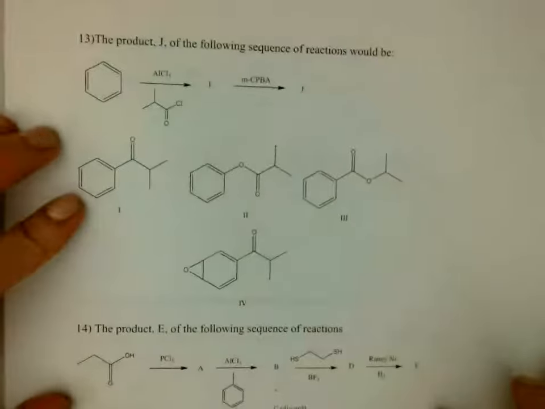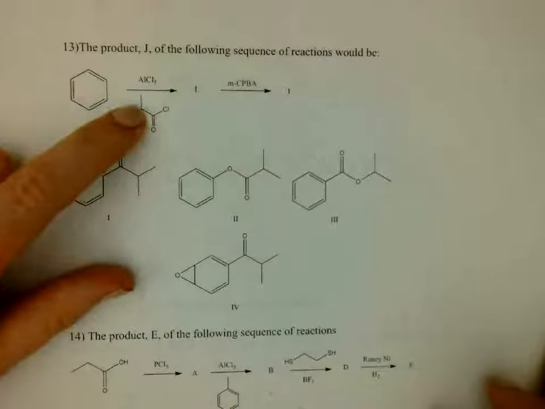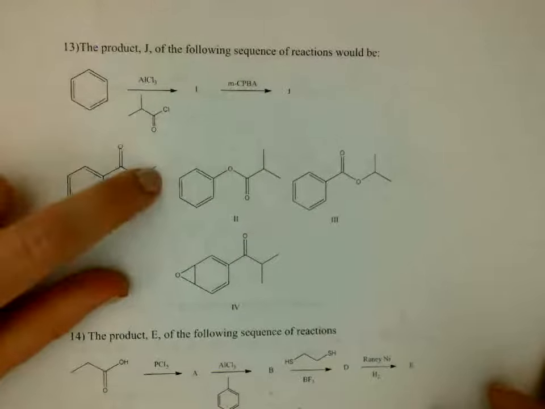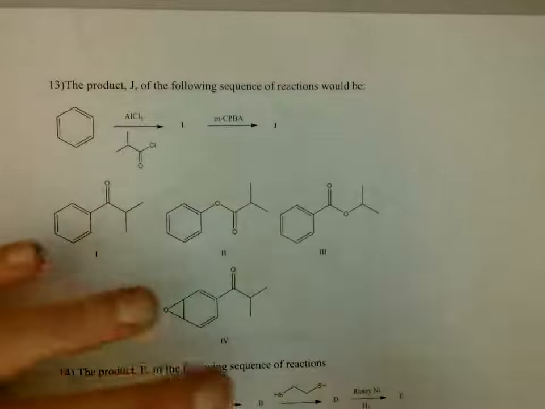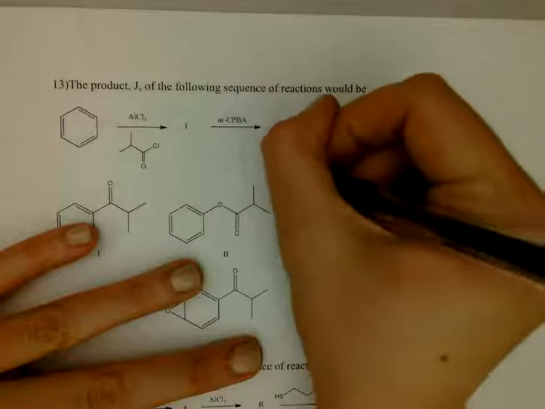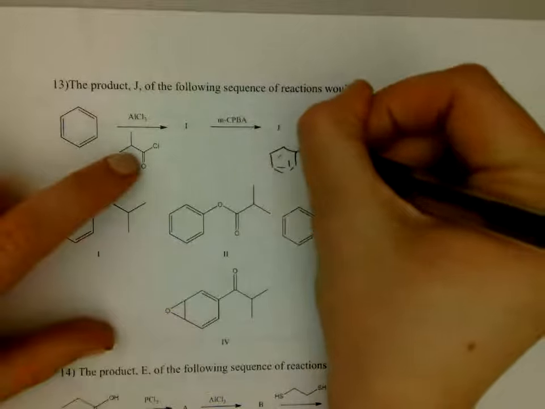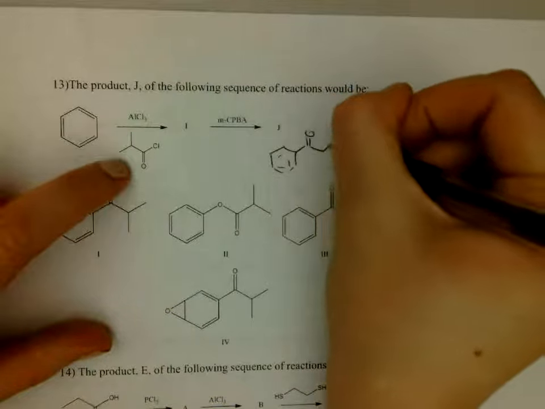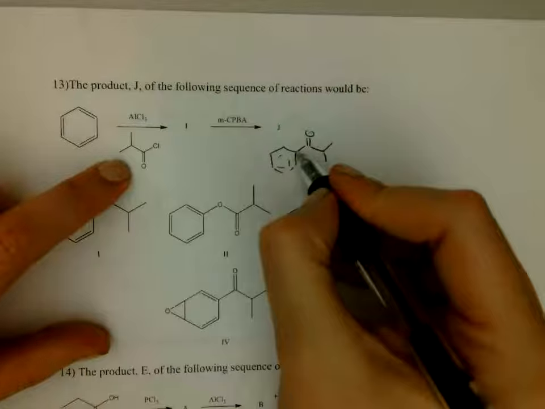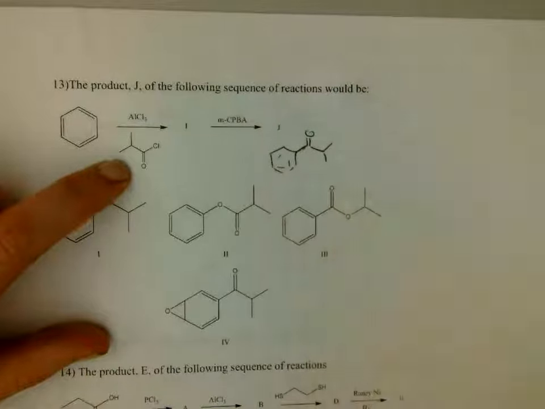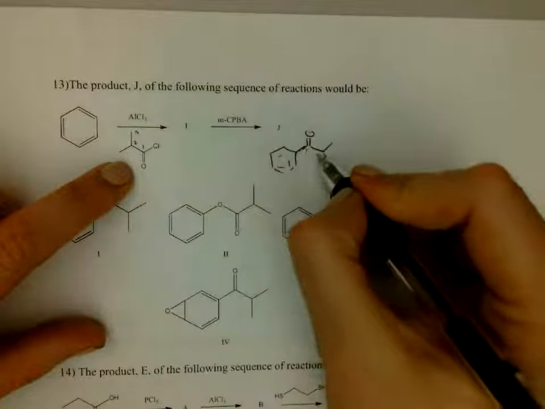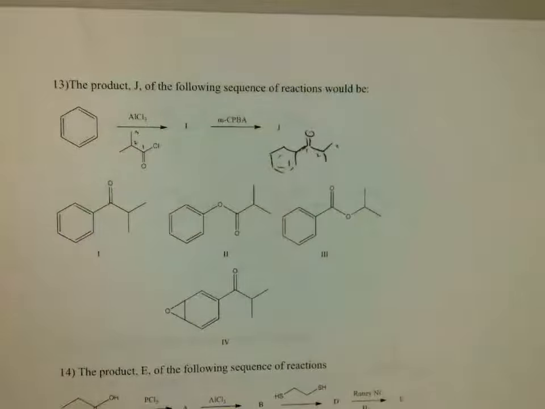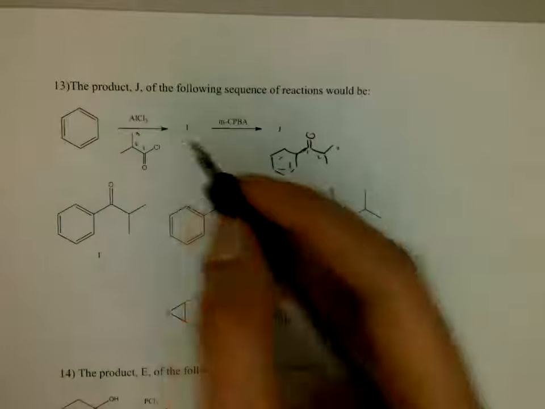13 is a review of the last chapter. So AlCl3 with a benzene ring and an acyl chloride. That should say ding, ding, ding, ding, ding, Friedel-Crafts acylation. So I'm going to flip this upside down because it's easier for me to visualize when it's on this carbon for whatever reason. So we have 1, 2, 3, 1, 2, 3 with a methyl. Okay. So that's what we're going to get from the first step.